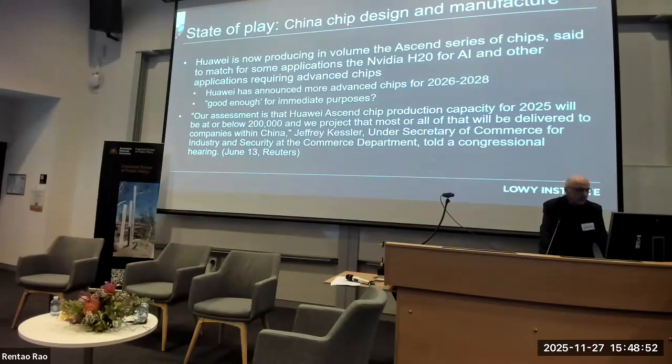Huawei's now producing in volume the Ascend series of chips, which matches for some applications the H20, which was denied until the middle of this year. And it's announced more advanced chips for 2026, 2028. And this raises the issue, although in the US assessment, these chips are not going to be as good as the comparable NVIDIA chips: are they going to be good enough for the purposes for which China requires AI or advanced chip processors? We'll come back to that in a moment.